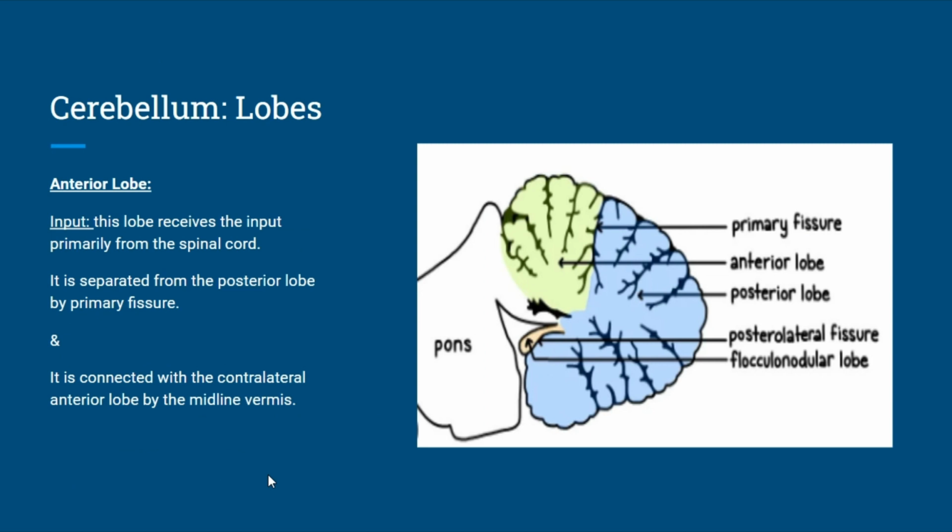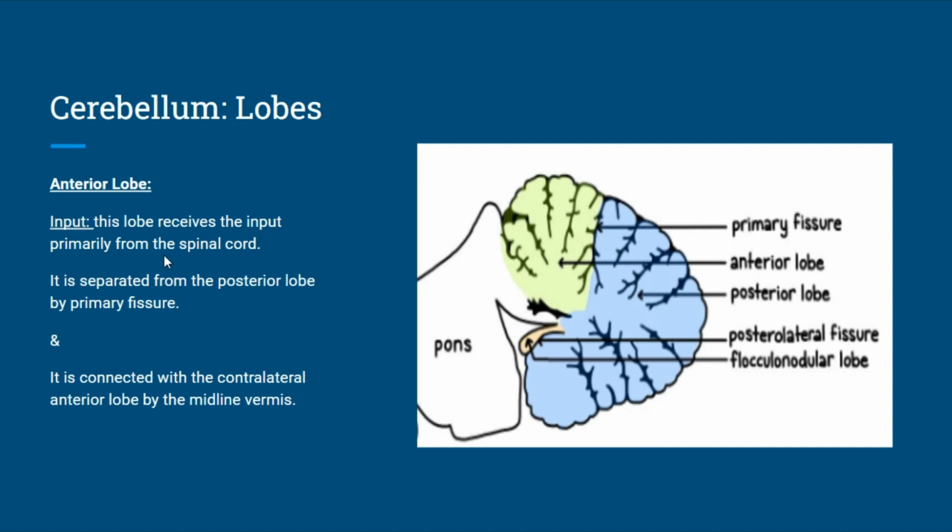So now let's look at the lobes of the cerebellum. Again, remind yourself there are three lobes in the cerebellum. There's the anterior lobe, which is not as big as the posterior lobe, and the smallest one is the flocculonodular lobe. So let's start with the anterior lobe.